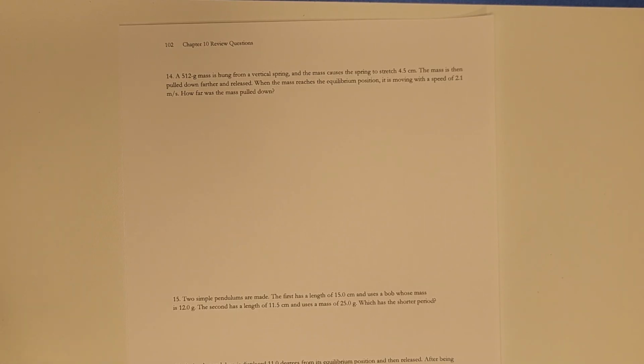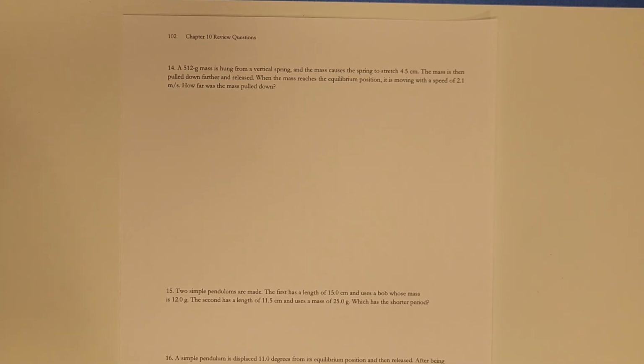Question 14. A 512 gram mass is hung from a vertical spring, and the mass causes the spring to stretch 4.5 centimeters. The mass is then pulled down farther and released. When the mass reaches the equilibrium position, it is moving with a speed of 2.1 meters per second. How far was the mass pulled down?